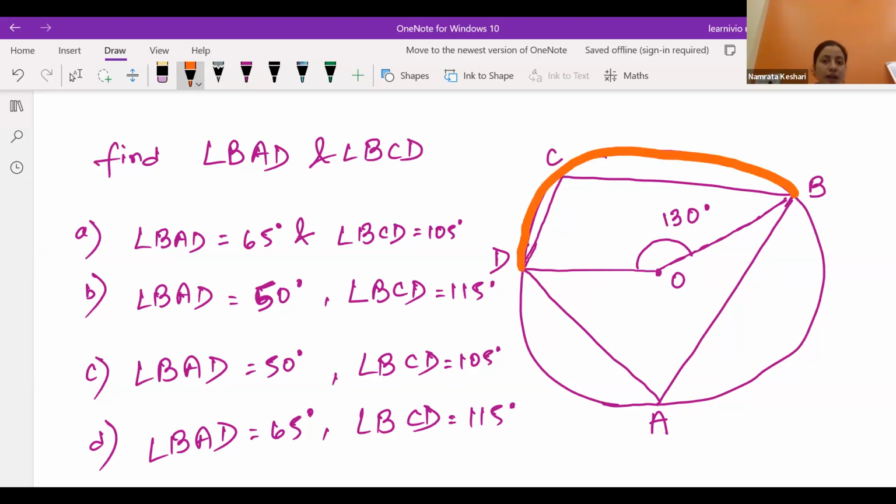This arc is also creating an angle at the center. Yes. Ma'am, I'm getting angle BAD as 65 and angle BCD as 115. 105. That means option A, right? Option D. Okay, D. Okay, let's check it.